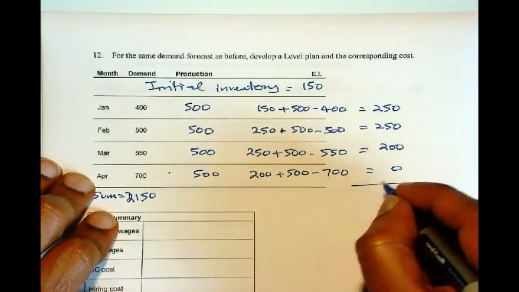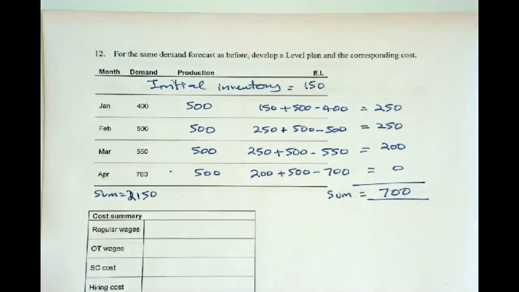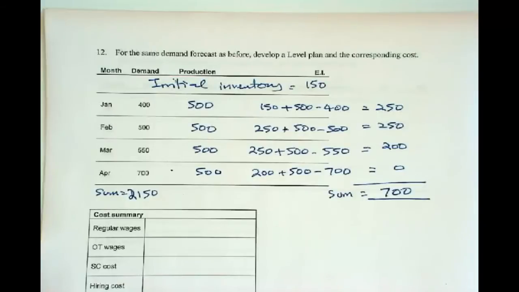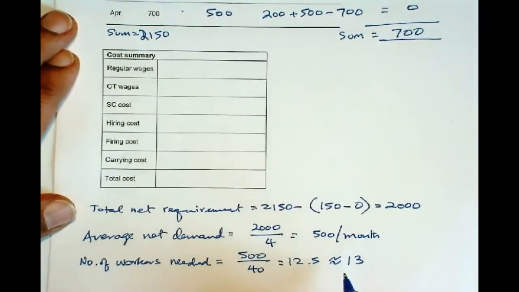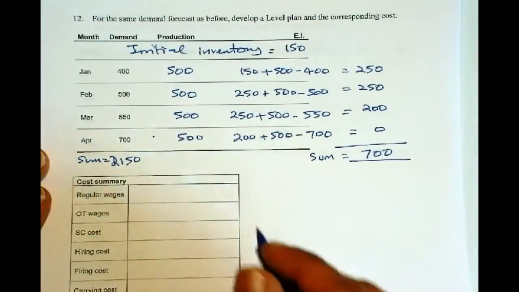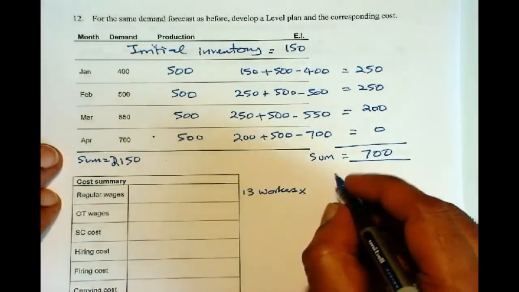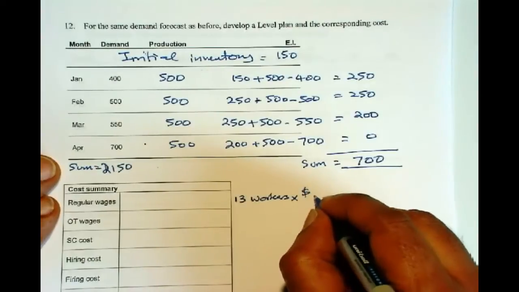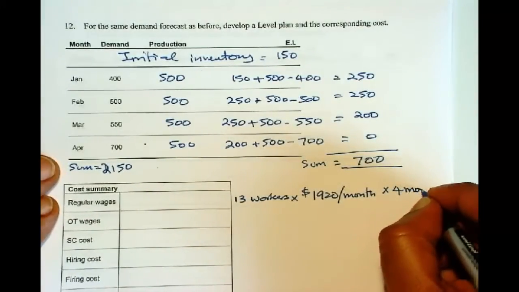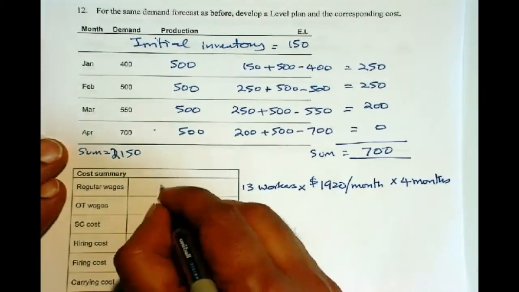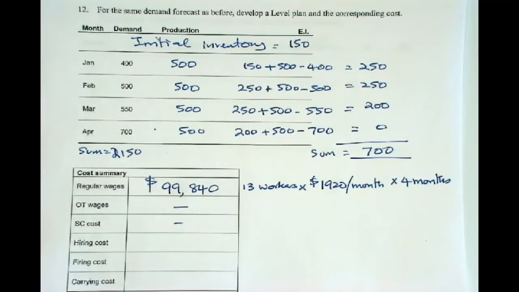And then we sum this, that's the parts periods that was held in inventory, and we will use that in our cost computations. So now wages, okay, we know there are 13 workers, we already computed that. So our wages is going to be 13 workers, okay, and we have to pay them for 4 months. Let's do this first. So 1920 per month, and then for 4 months. So that will give us 99,840. No overtime, no subcontracting, because it is the level plan. It's not a mixed plan.